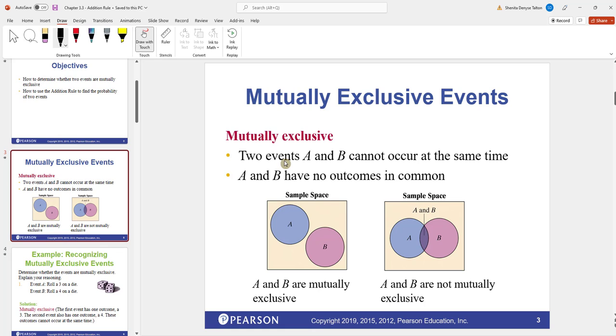Mutually exclusive is when two events, A and B, cannot occur at the same time. A and B have no outcomes in common. So if you look at this sample space, the first sample space, A and B do not intersect. So these are mutually exclusive. And the second one, they do intersect, so they're not mutually exclusive.